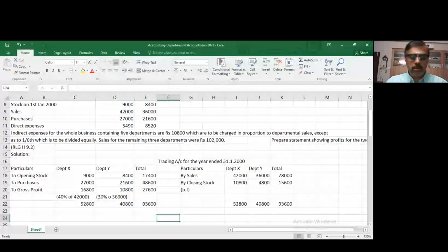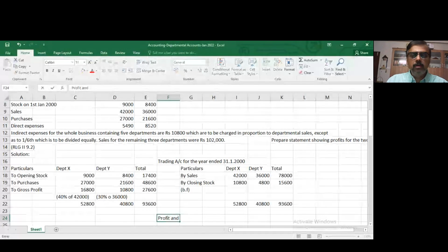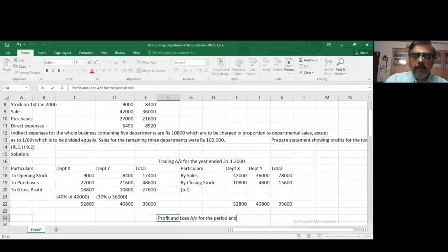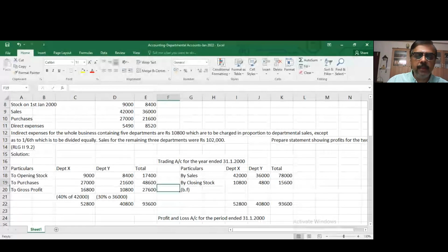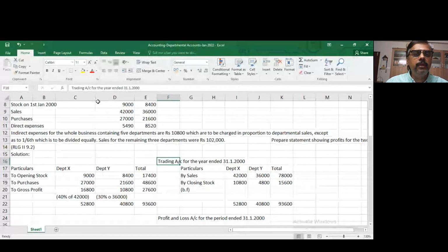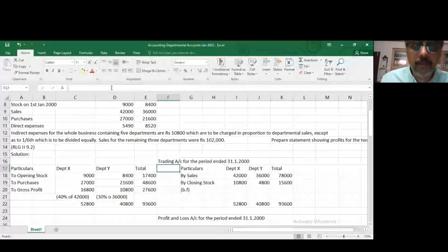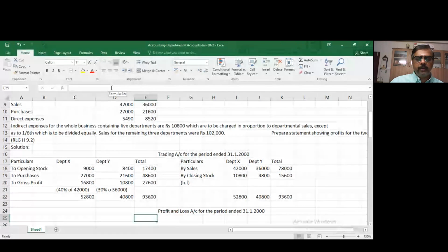P&L account, profit and loss account. For the year ended, or rather the period ended, not year actually, period. The period is a month here. Period ended 31/1/2000. So let us call this the period ended, not the year, because it's not annual information, it's monthly information. Period or month, okay? Right. Profit and loss account for the period ended 31st January.